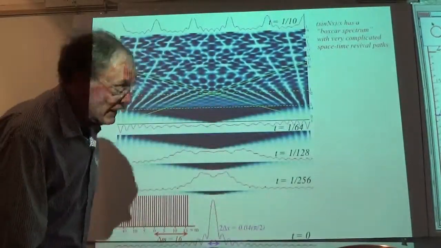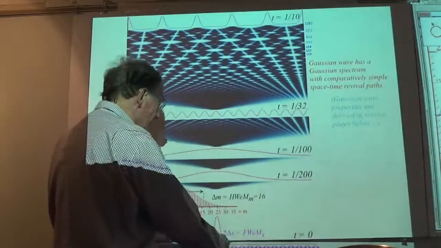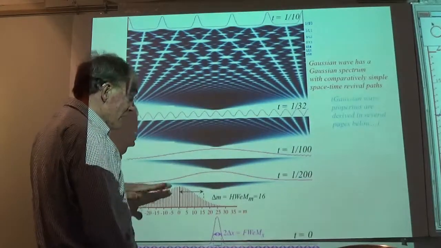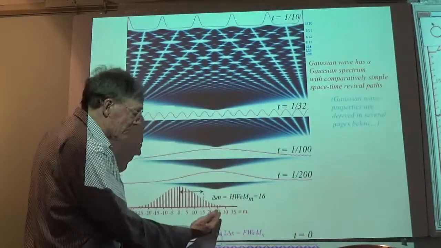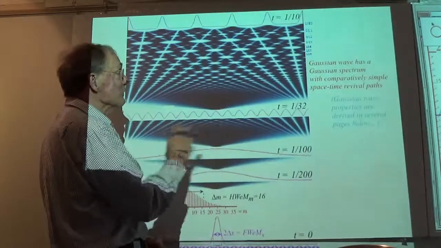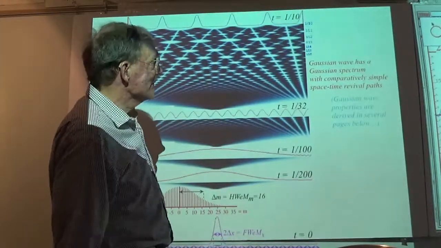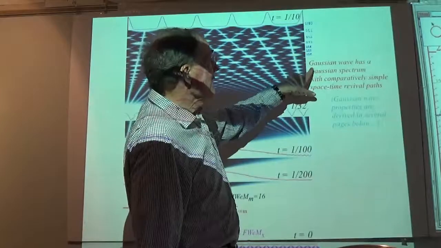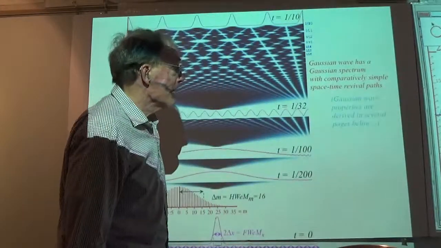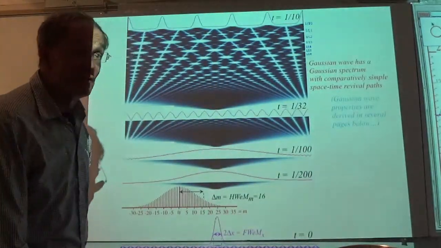Let's compare that with this. This is what happens if I use a nice Gaussian wave. I get a Gaussian momentum distribution, and this is gentle. There's no m here like 100 that stands out. So you don't see the wrinkles. Instead you see little flying saucers. That we can understand. A Gaussian wave has a Gaussian spectrum with comparatively simple space-time. Now we have to discuss the Gaussian properties. We're going to do that real fast.